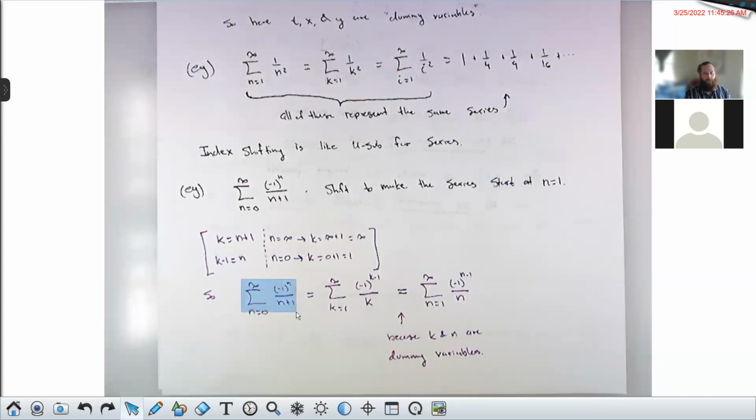Some people don't have a problem going straight from this to this. They don't need to write anything down. They're just super comfy. And if that's you, that's fine. But if you want to follow the mechanics and be very careful about it, try writing it out just the same way you would write out a u-sub for an integral. It's the same thing.